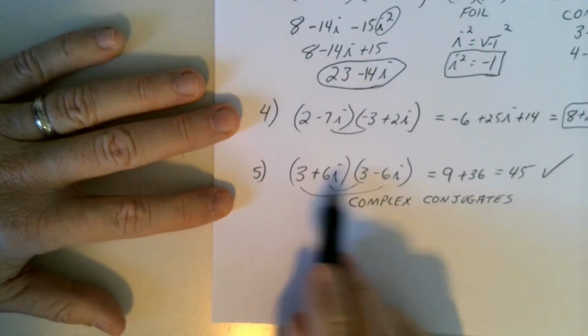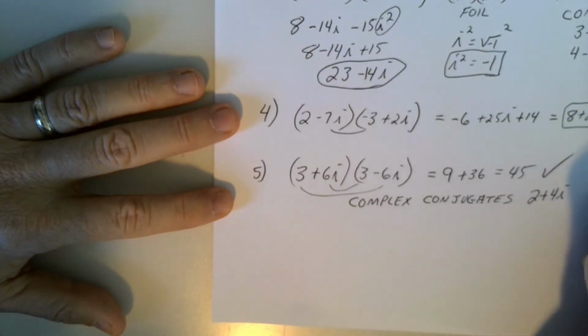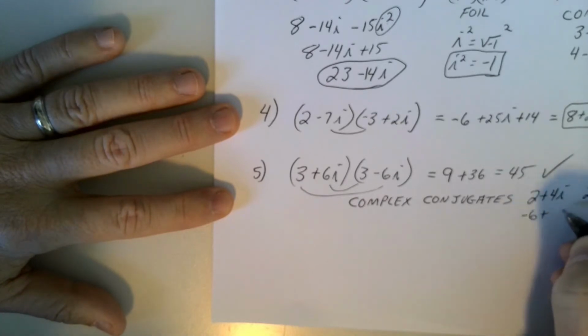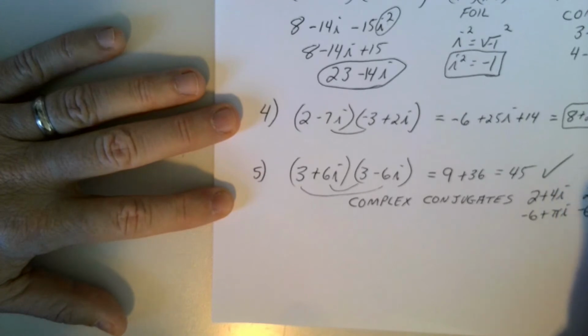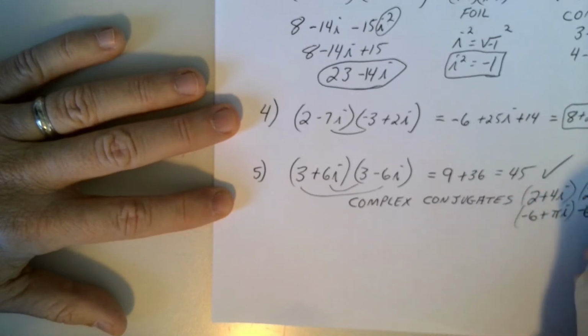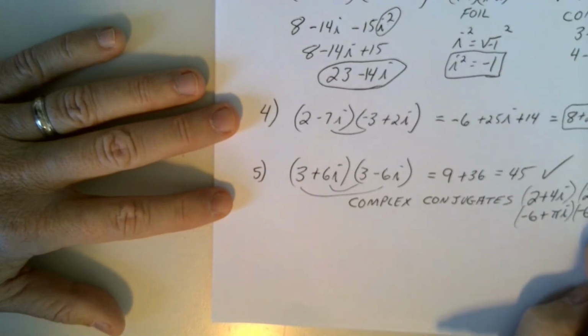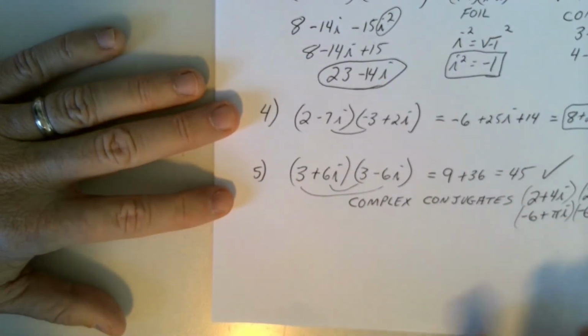Okay, so again, examples, just so that we're here. 2 plus 4i and 2 minus 4i. Negative 6 plus pi i and negative 6 minus pi i. So these things are called complex conjugates, and whenever you multiply them together, it will equal a real number. The imaginary parts will disappear.